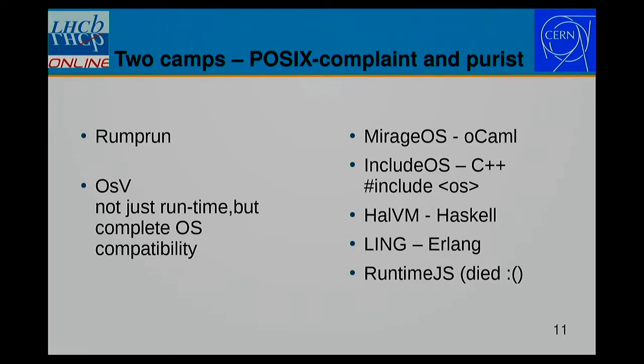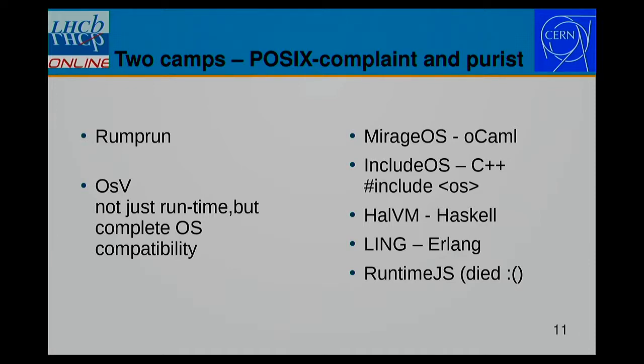There is the OSV Unikernel. That's not just a runtime, it also provides OS compatibility. Of course, there are a bit of tricks with these Unikernels. As I said, this is one single process that runs the Unikernel, so there are no processes. So when you're trying to port something for OSV, for example, until you discover that fork always returns true, this could be a bit of a hiccup here and there.